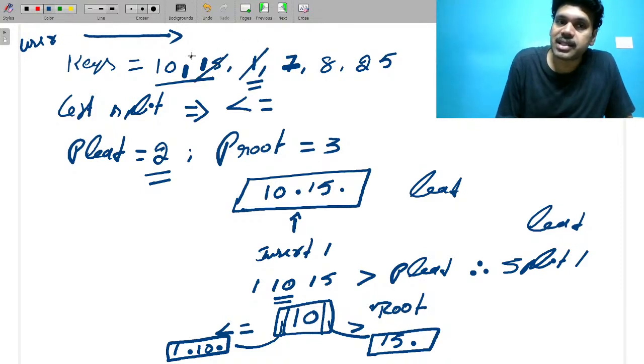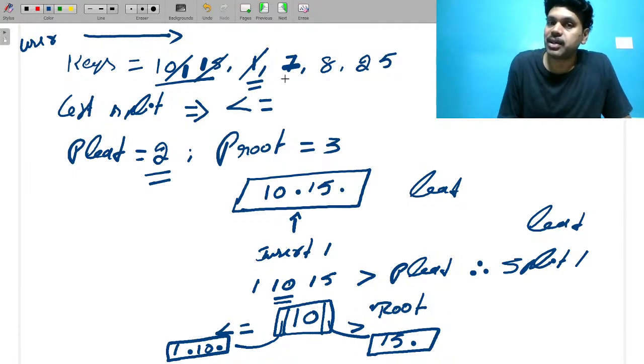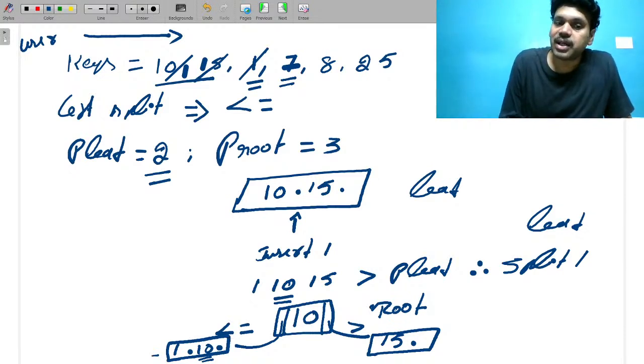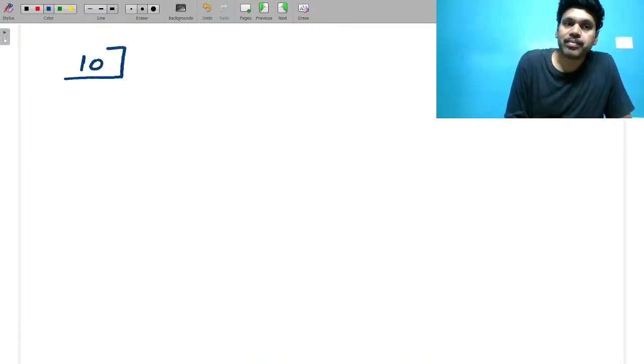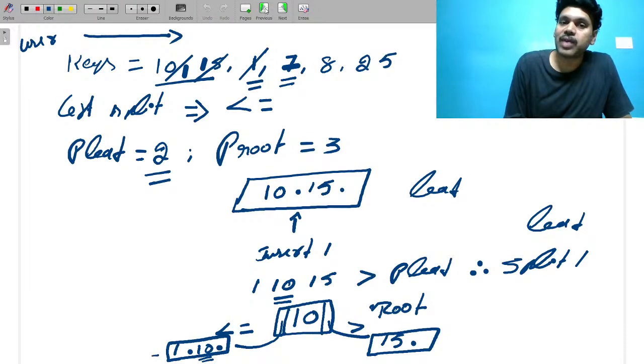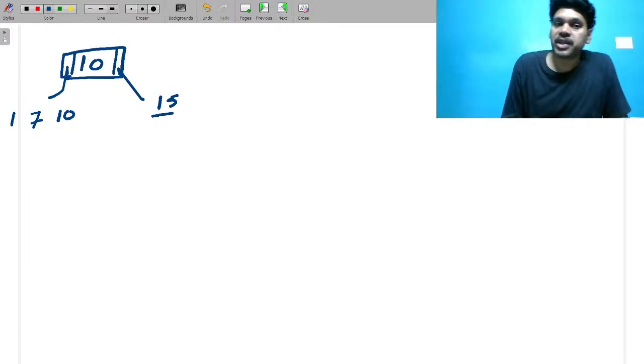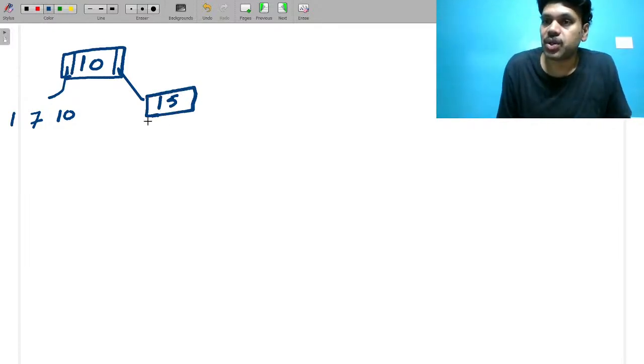Now you want to insert a 7. So you can quickly insert here only. 7 is greater than 1 and lesser than 10, so I need to insert at the left hand node only. So you see that 10 is here, which consists of 2 block pointers. Already 1 is there, and I am inserting one more value, that is 7, and 10 is also there: 1, 7, 10, and on the right hand side 15 is there. So no modification at the 15 side because it is less than or equal to your P leaf.